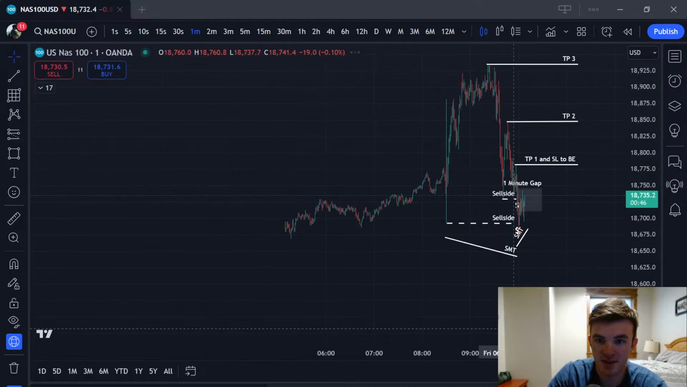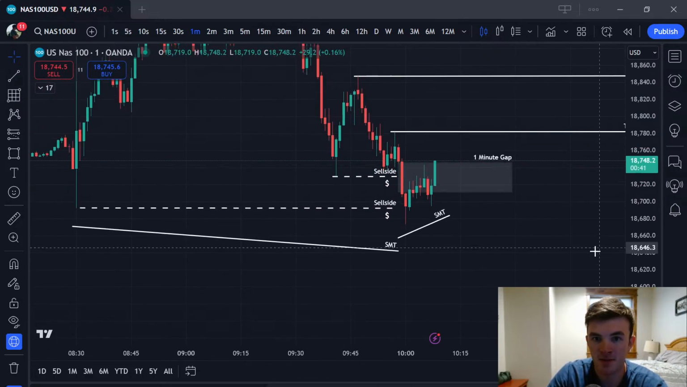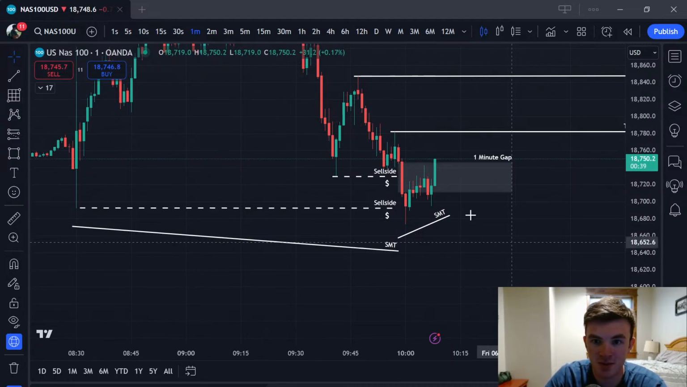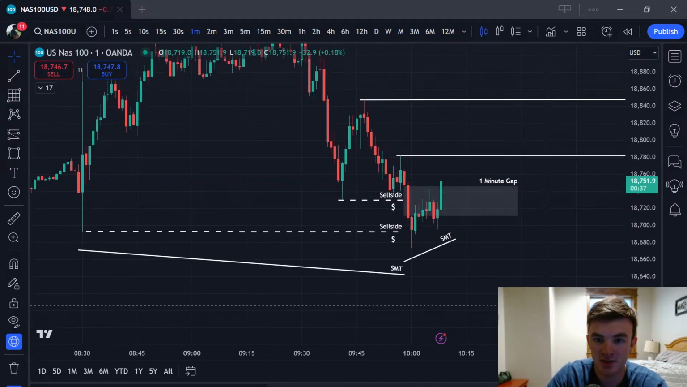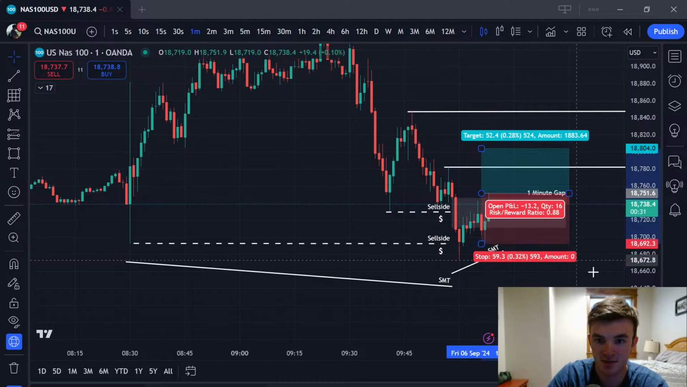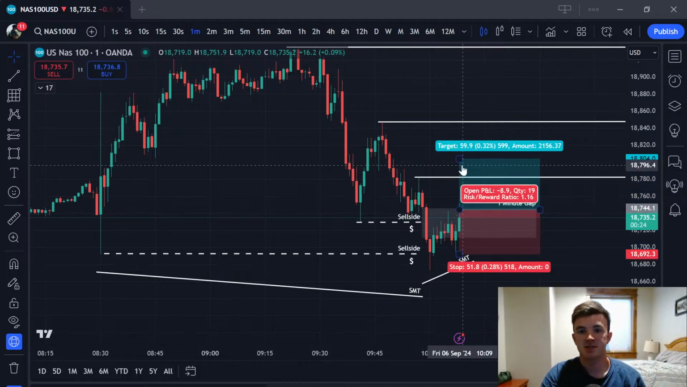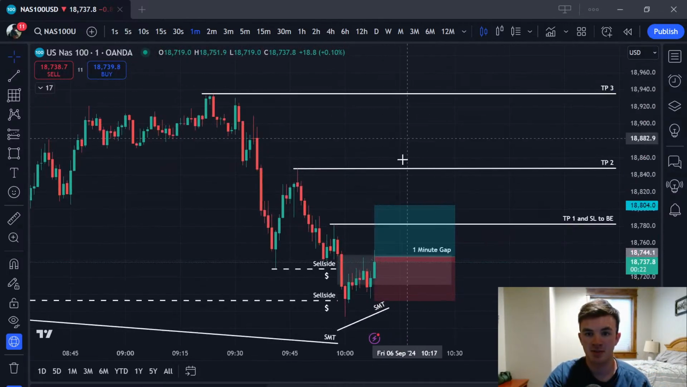So now this 1 minute inversing is the entry. There we go. Okay, we're not entering yet, but when this closes, this is the entry. Stop loss below this low, the swing low. If this closes above this 1 minute gap, this is the entry. And then TP1, TP2, TP3.